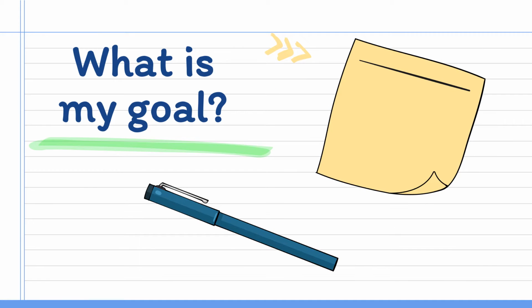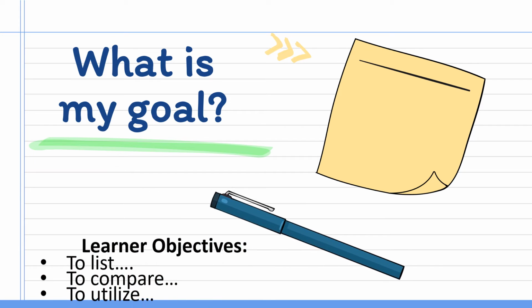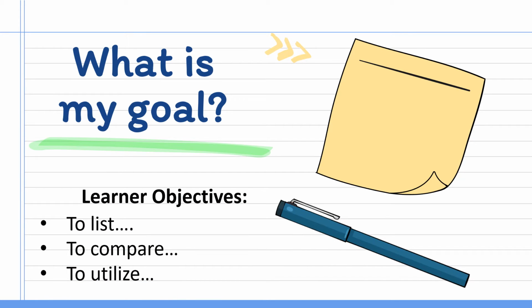As a speaker, it's important to have a goal for your talk. Luckily, you've already submitted learner objectives, so that's a great place to start. You can use your objectives to outline the sections of your talk. That way you'll make sure you cover each of the areas you need.